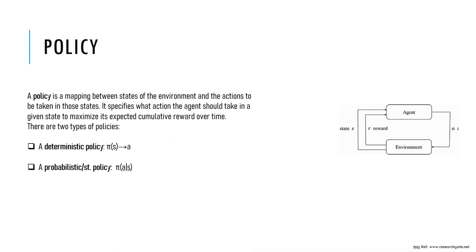There is an advantage of using a probabilistic, or stochastic, policy. Why? Because a stochastic policy allows the agent to explore different actions and learn from the resulting reward. For example, if the agent uses a deterministic policy, it might get stuck in a suboptimal policy if it always chooses the same action in a certain state. That is the disadvantage of a deterministic policy over a stochastic policy.